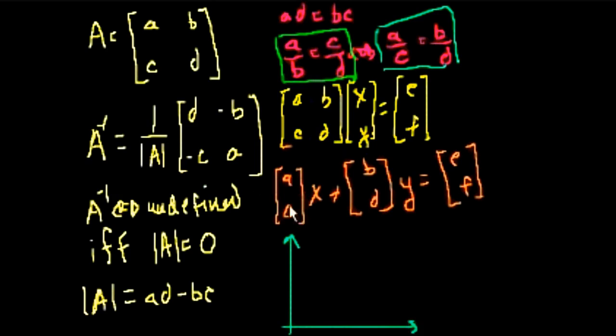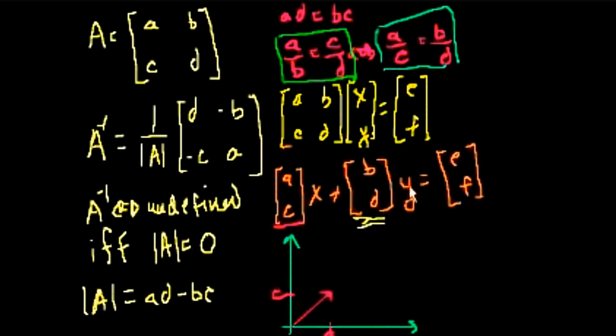The vector AC, let's say that this is A and this is C, then the vector AC looks something like that. The vector AC is like that, and then we have the arrow. And what would the vector BD look like?